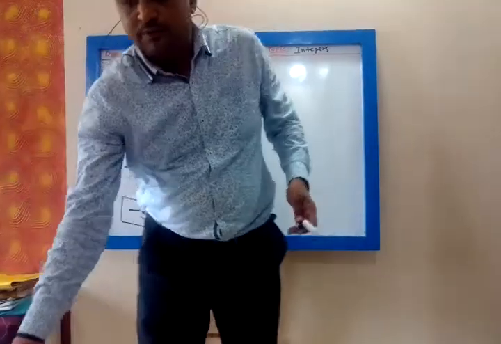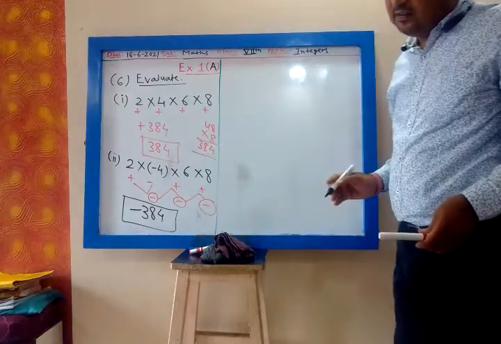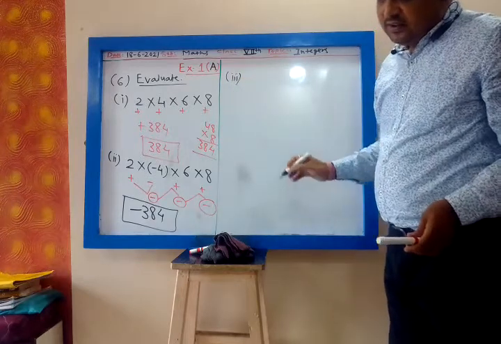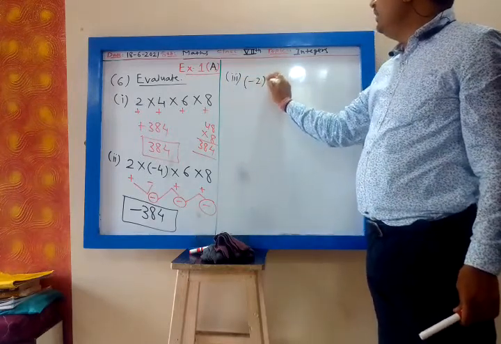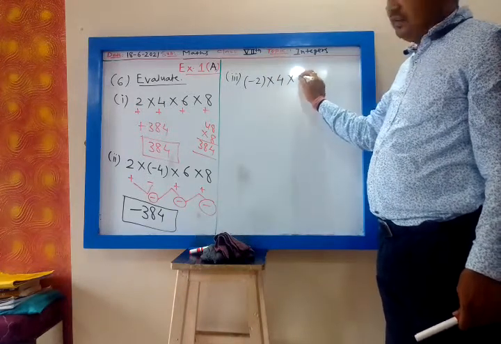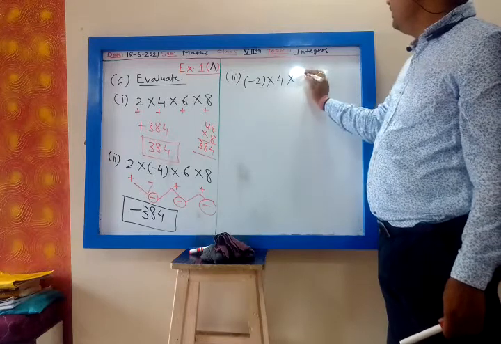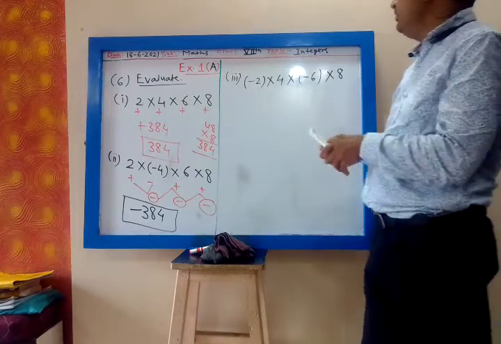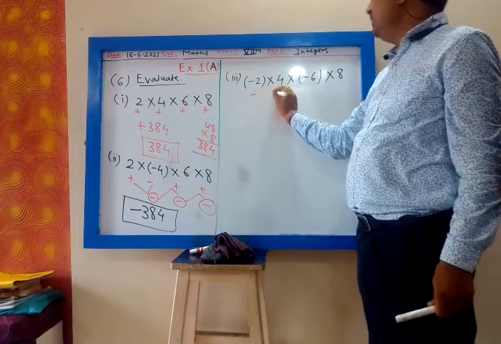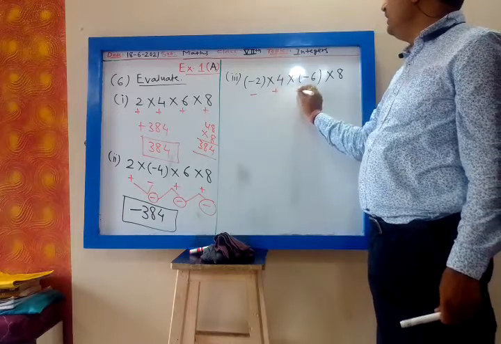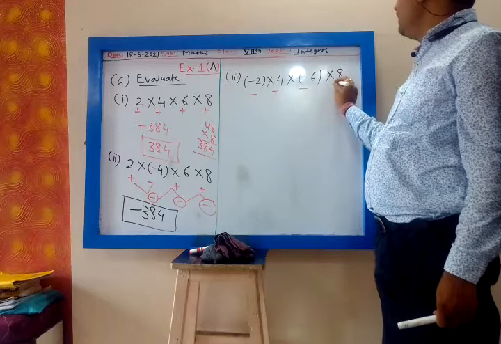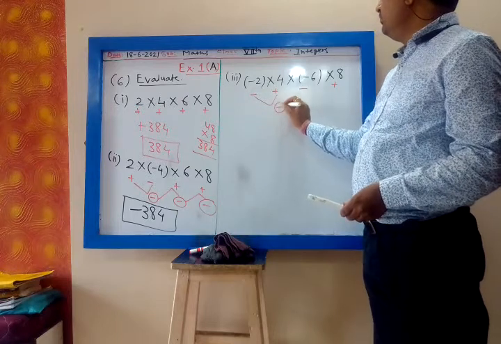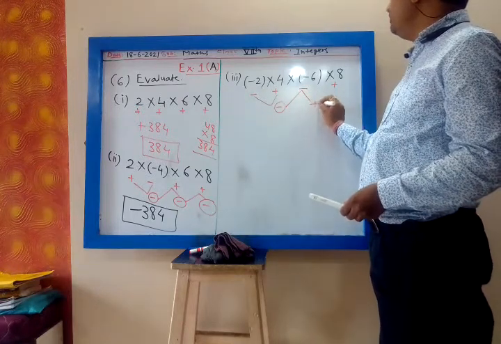Now next, the same method we are doing, my dear. Minus 2 into 4 into minus 6 into 8. So first you have to multiply the sign. This is minus, this is plus. 4 means plus 4. Minus sign. 8 means plus 8. Now it is multiplication. So multiply. Minus into plus, minus. Minus into minus, plus.